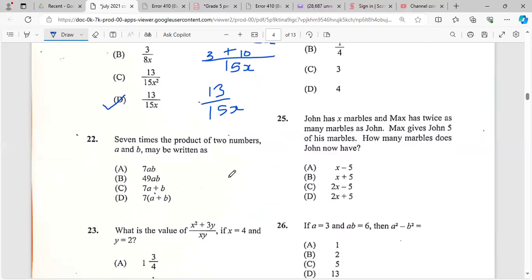Alright, next one, it says 7 times the product of two numbers A and B. Product means to multiply. So it is 7 times the product, and you know the product is A times B as well. So it will be 7AB when you simplify it.